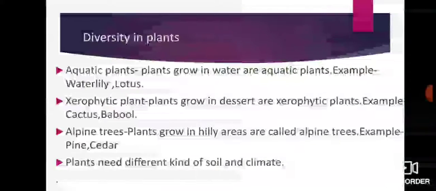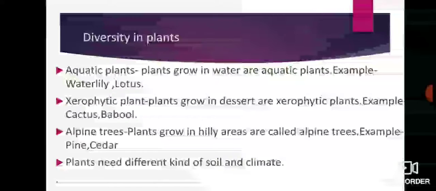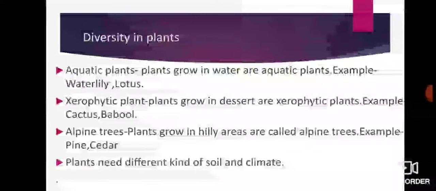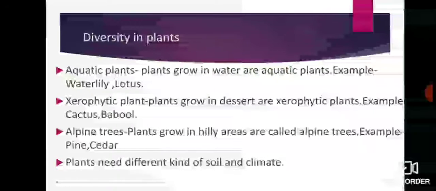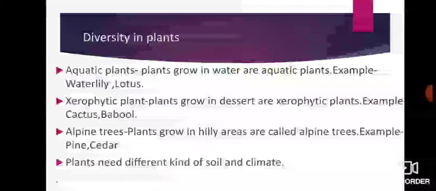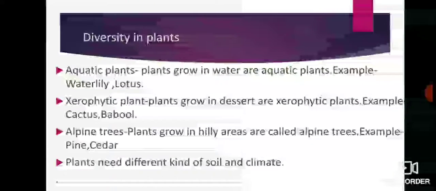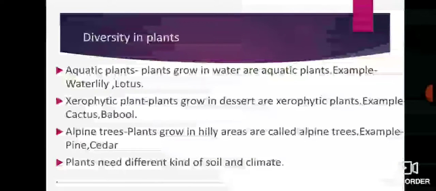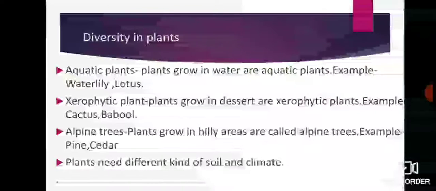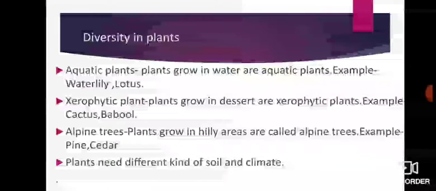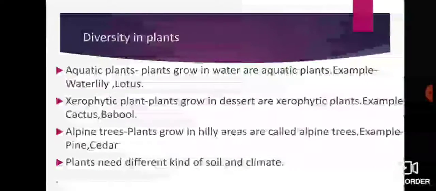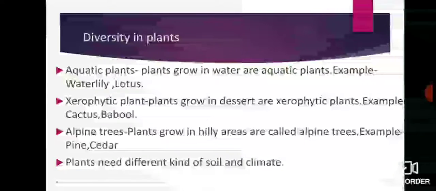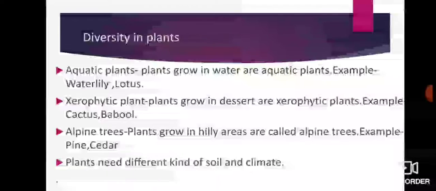Next is alpine tree. Alpine trees grow in hilly areas. Hilly areas means पहाड़ी इलाका, पहाड़ों पे. The plants which grow in hilly areas are called alpine trees. For example, pine, kedar, etc. This type of trees have conical shaped leaves. They themselves are conical in shape, so that snow will fall off.